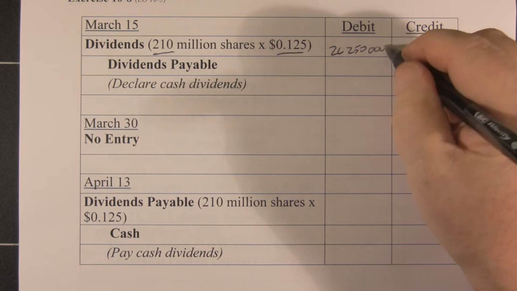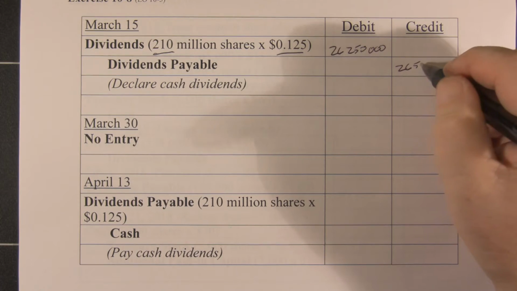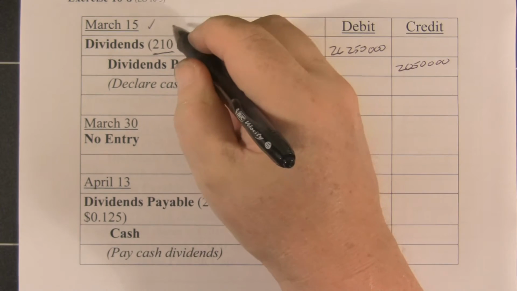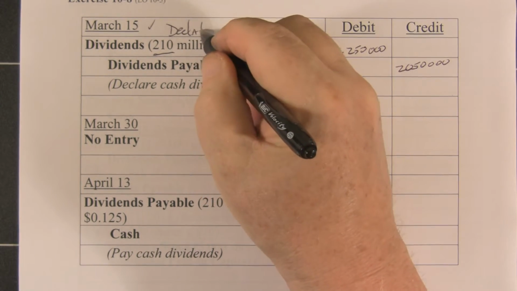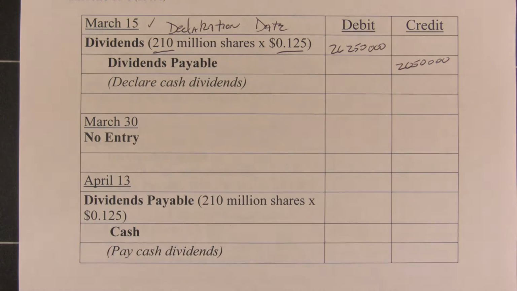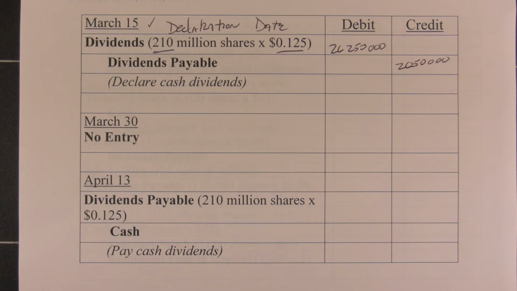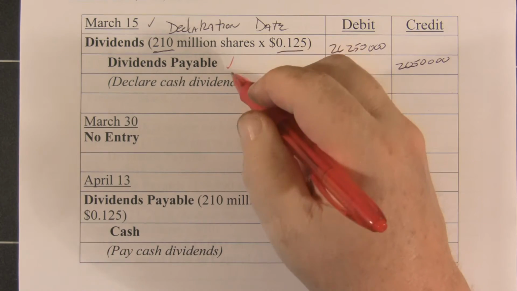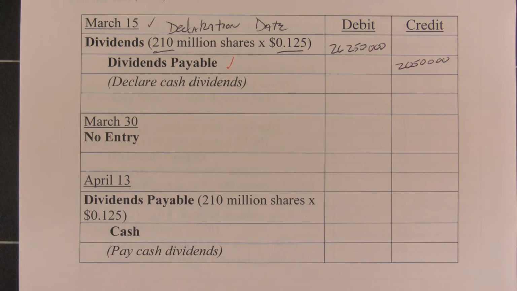$26,250,000. So on March 15th, the declaration date, they say we're going to pay 210 million shares, 12.5 cents each, for a total of $26,250,000. And that's an immediate creation of a current liability, dividends payable.